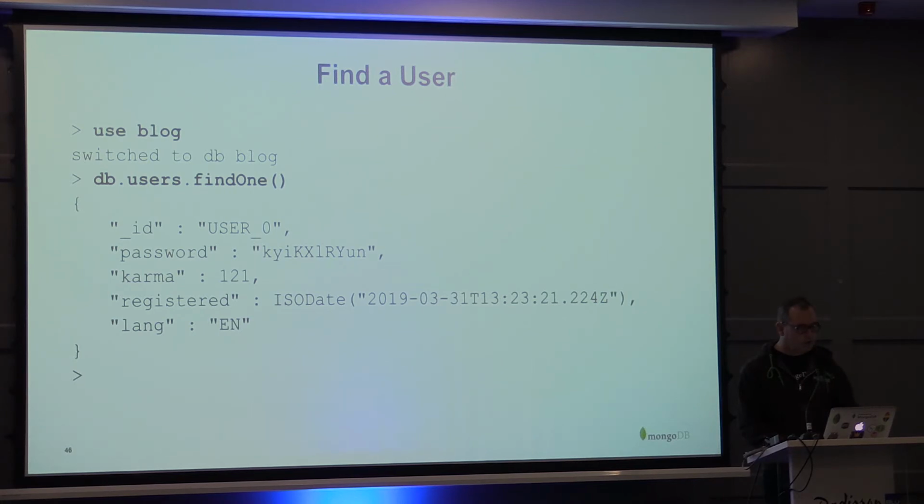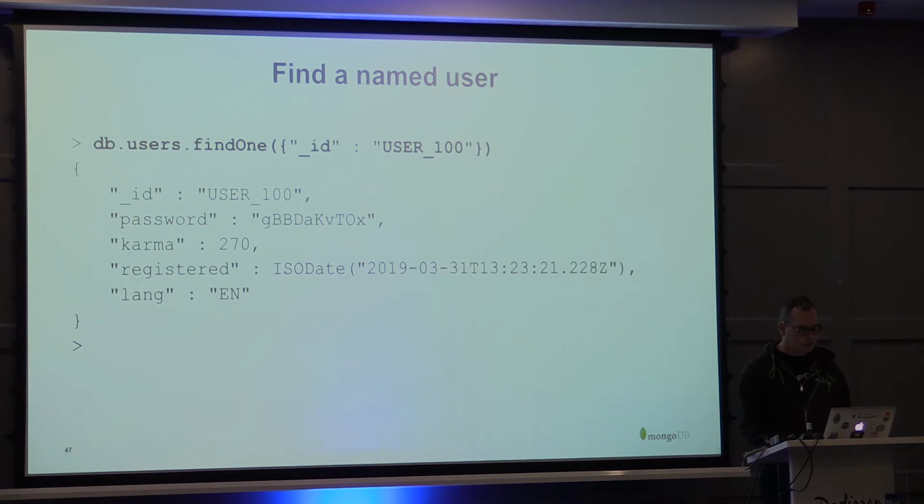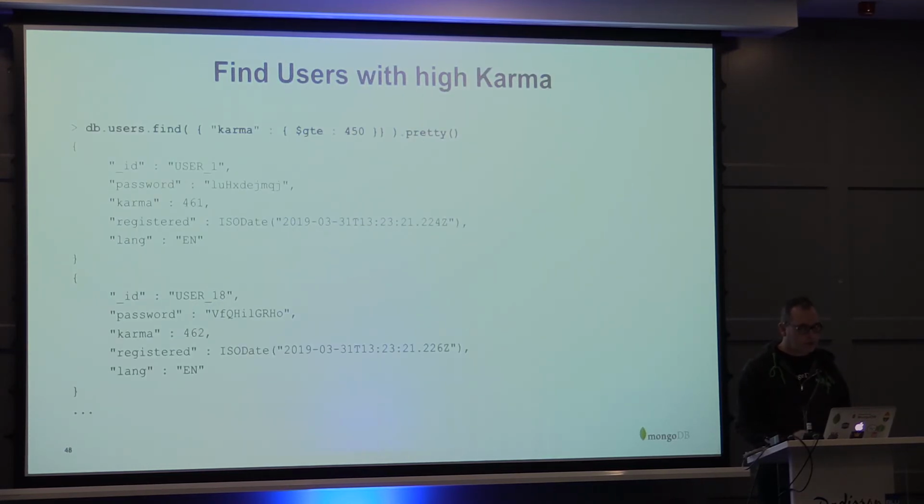And then when we find a user, we're going to do _id user 1, password, and we're going to find that user, right? If we want to find a named user, we use the _id and user 100, and we're going to get that person again. And now we want to find somebody with high karma, right? So with the karma field inserted in the user. Well, this is how we do a kind of range query, the kind of query I talked about before.